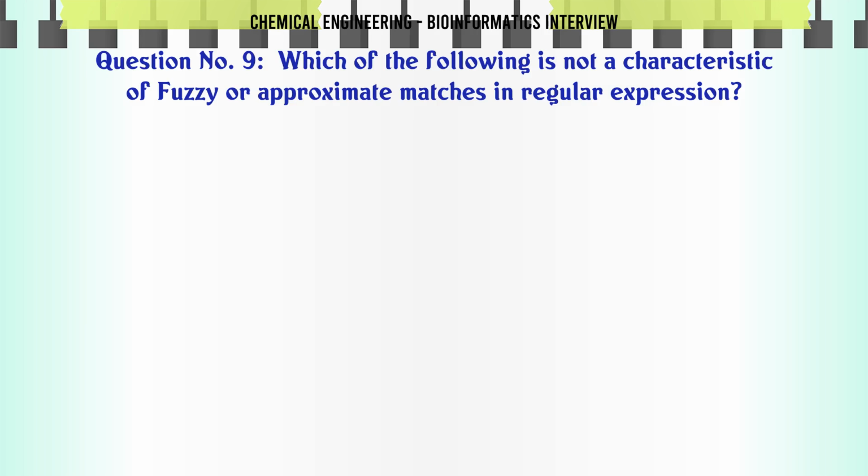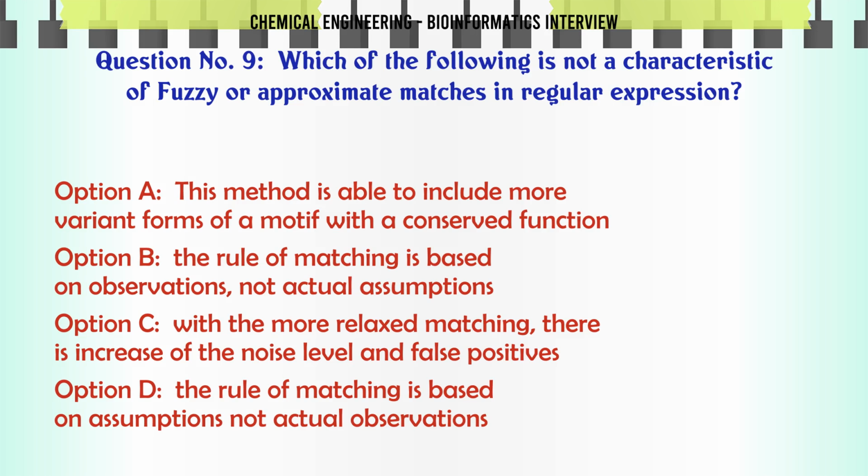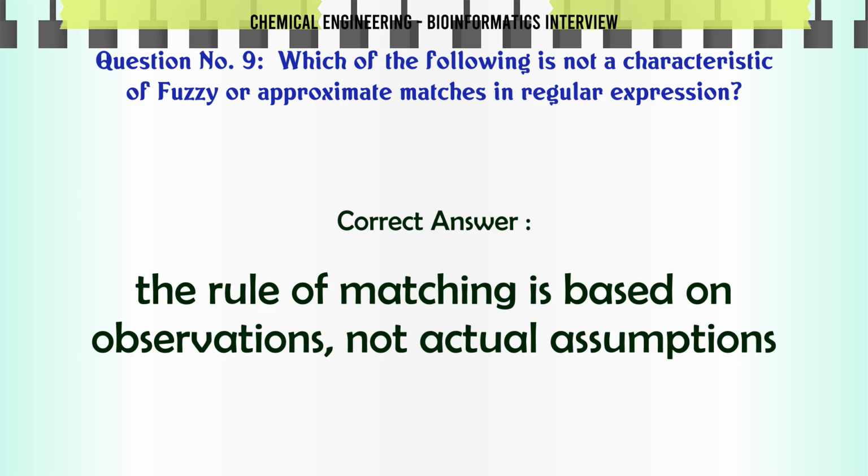Which of the following is not a characteristic of fuzzy or approximate matches in regular expression? A. This method is able to include more variant forms of a motif with a conserved function. B. The rule of matching is based on observations, not actual assumptions. C. With the more relaxed matching there is increase of the noise level and false positives. D. The rule of matching is based on assumptions, not actual observations. The correct answer is the rule of matching is based on observations, not actual assumptions.